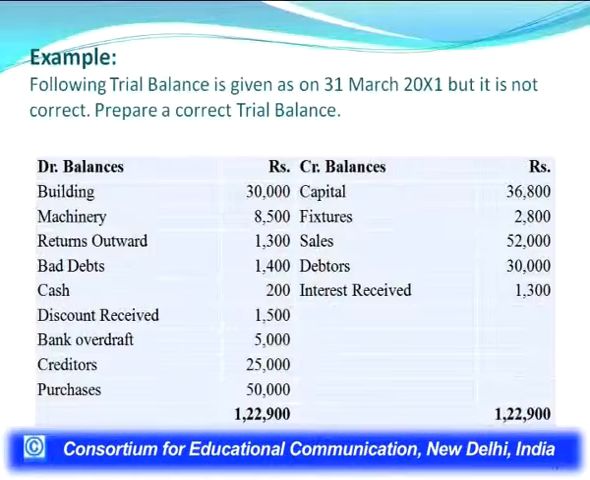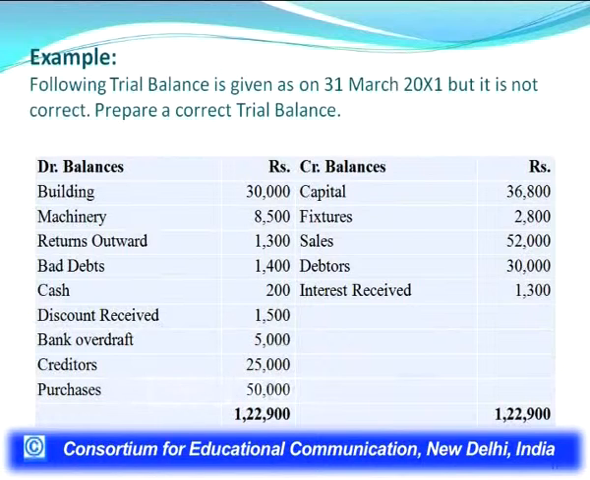Now, I would like to explain preparing a trial balance with the help of this example. We are given some examples here. They say this is a trial balance and it has been tallied. It is showing 1,22,900 and the totals of both sides are tallied. So it should be correct, but when we check the accounts, we can notice what the problem is. On the credit side, we are given capital account, fixtures and furniture. This is an asset and an asset always has a debit balance. So it has been wrongly placed on the credit side.